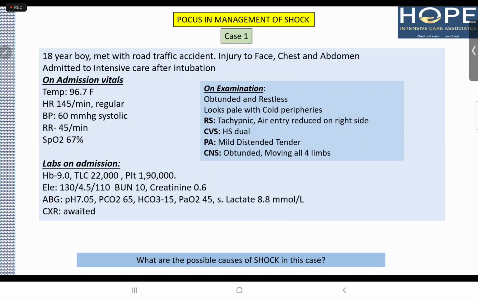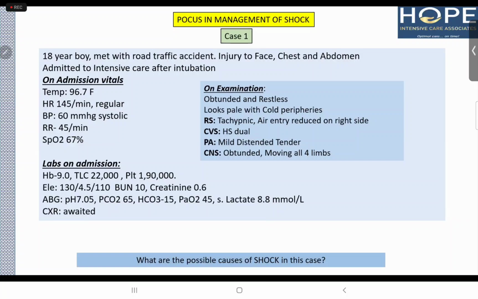An 18-year-old boy, road traffic accident, injury to face, chest, and abdomen. Admitted to the intensive care unit after intubation. His temperature 96.7, heart rate 145, blood pressure only 60 systolic, respiratory rate of 45, and he is hypoxic, 67 saturation. On examination, he is obtunded, restless, looks pale with cold peripheries, tachypneic, and air entry is reduced on the right side.